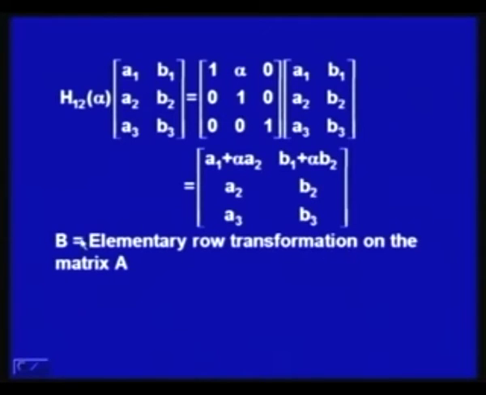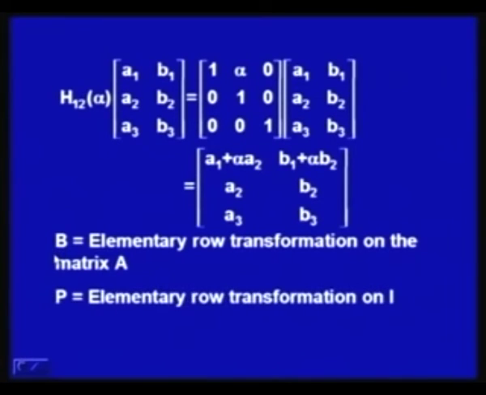Now, we say that B is the elementary row transformation on the matrix A. So, let us say we have a matrix A, and we perform elementary row transformations on the matrix. Let us say after performing the transformation, what we get is the matrix B. Then if P is the elementary row operation on I, the same elementary row operation which you have applied on A, then B is equal to P into A.